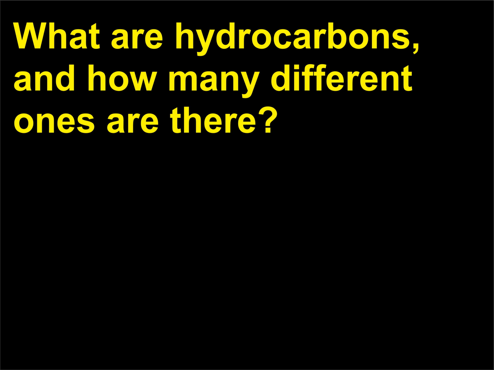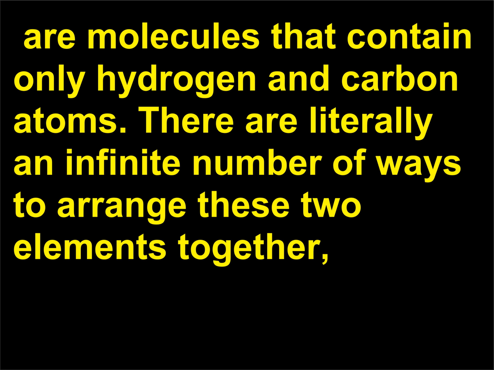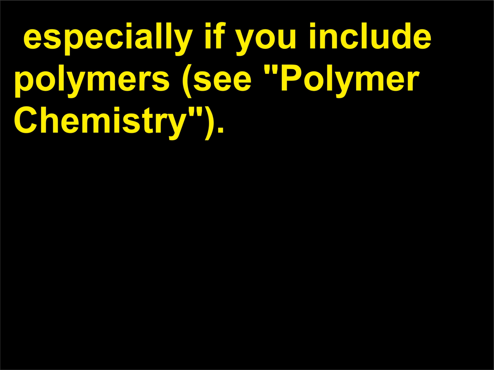What are hydrocarbons, and how many different ones are there? Hydrocarbons, as you might have figured out from the name, are molecules that contain only hydrogen and carbon atoms. There are literally an infinite number of ways to arrange these two elements together, especially if you include polymers. See polymer chemistry.